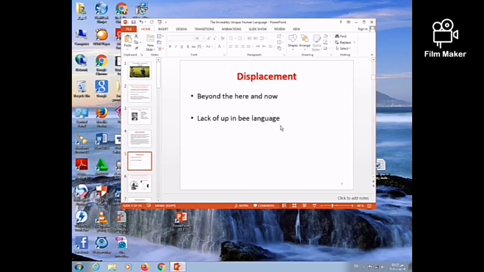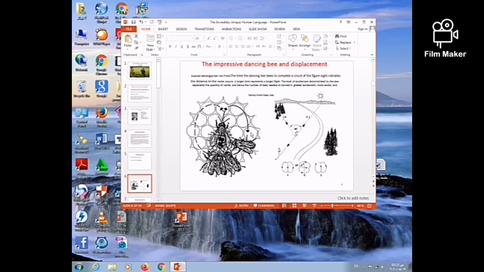Thanks to imagination, we can break the limitations of here and now. Unfortunately, this property is not available to non-human communication systems. But we have some special animals which have some degree of displacement. One of them is the bees. This is a bee, and she has discovered a nectar source, and she went back to the hive to tell the bees about the source and about the distance from the hive, and the quality of the nectar, and so on. Through dancing, the bee can transmit all these pieces of information to the rest of the bees in the hive.